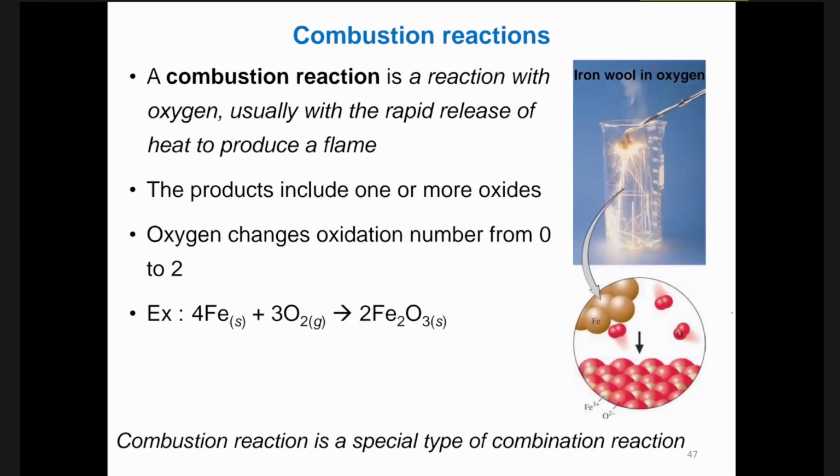So if we talk about the combustion reaction, that is the reaction you make with oxygen. Actually, it's normally a rapid reaction and releases a huge amount of heat, because all of the combustion reactions are basically exothermic. So it will produce one or more oxides. And in this combustion reaction, the oxygen changes the oxidation number from 0 to -2.